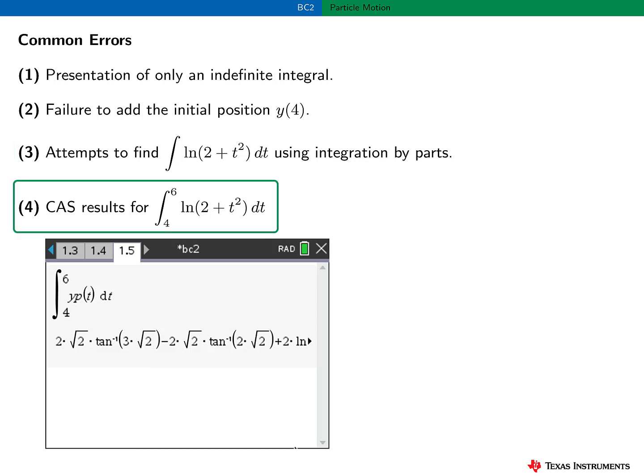Now, an antiderivative can be found using this method, but few students who tried this were successful. And some students, using a CAS calculator, worked with the symbolic answer for the definite integral. One representation is shown here on the TI-Nspire. This was unnecessary in this problem, and unfortunately, it usually led to presentation errors.